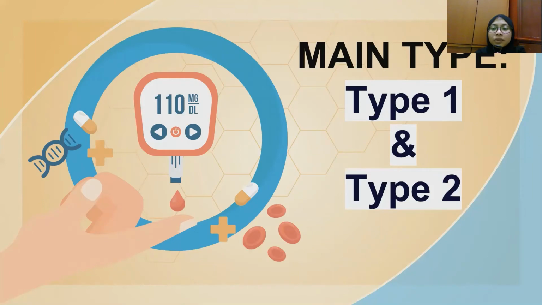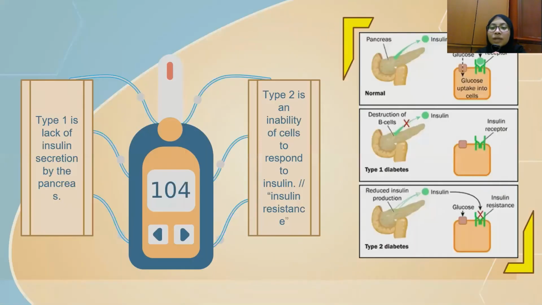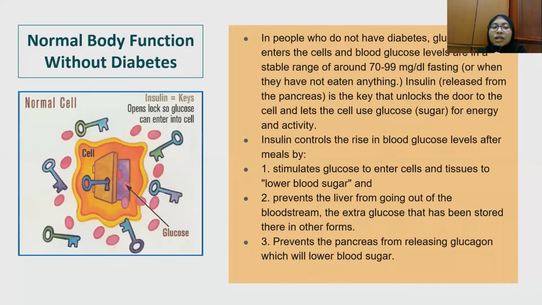There are two types of diabetes, which are type 1 diabetes and type 2 diabetes. Type 1 diabetes is when the pancreas is not producing enough insulin, while type 2 diabetes is when the cells are unable to respond to insulin.